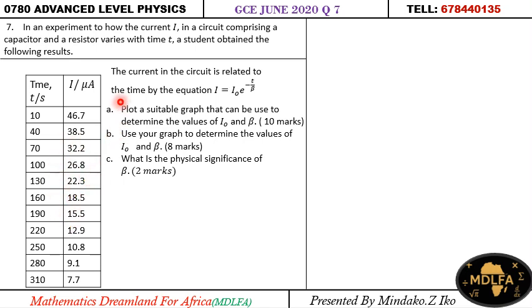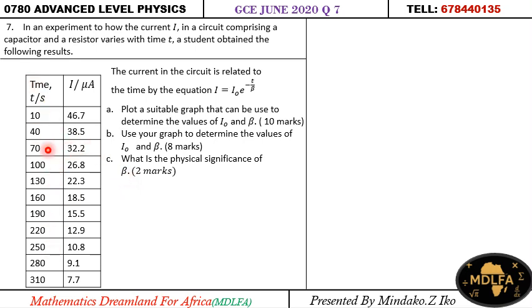The current in the circuit is related to the time by the equation I equals I naught exponential negative t over beta. Part A of the question says plot a suitable graph that can be used to determine the values of I naught and beta, and this part is always 10 marks. The B part says use your graph to determine the values of I naught and beta, which is 8 marks. And the C part says, what is the significance of beta? So that's the question displayed to you.